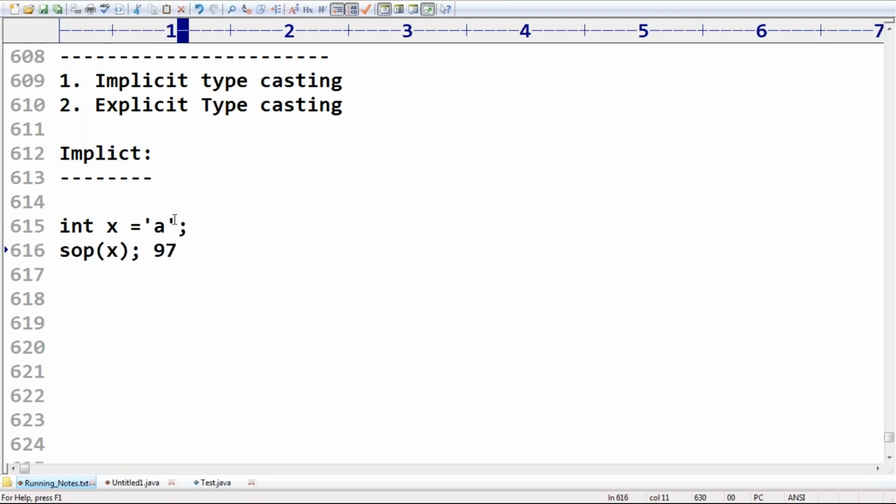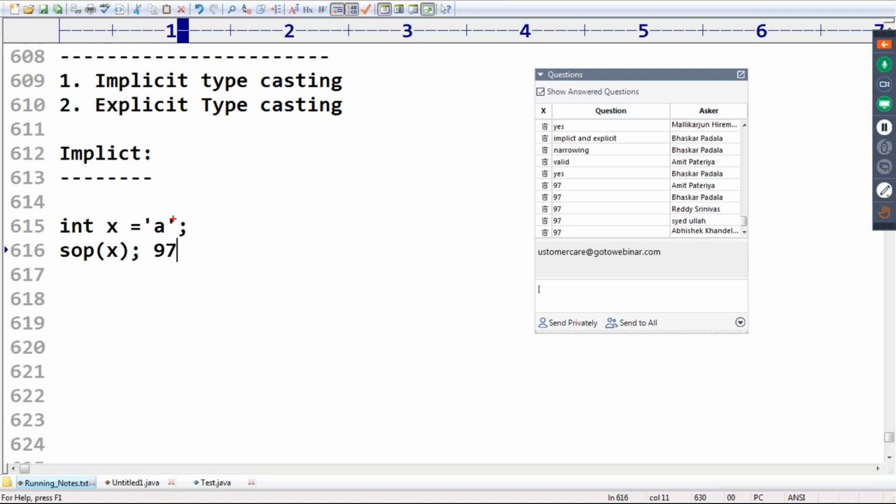So take very special care. We can assign whenever we are assigning a smaller data type value to a bigger data type variable. What is the meaning of that? A char value is 2 bytes, but here the variable is int type. Int is 4 bytes. Whenever we are assigning a smaller data type value to a bigger data type, the required conversion is automatically performed by the compiler. This conversion is by default considered implicit typecasting.